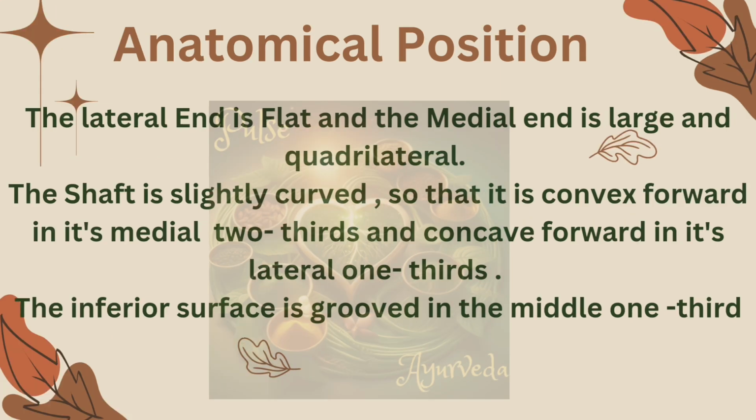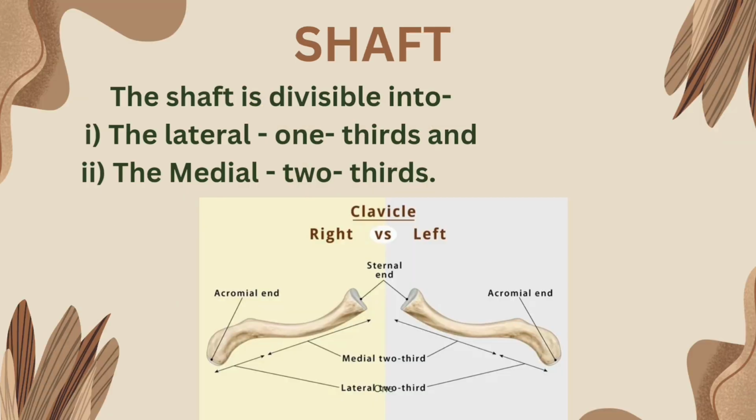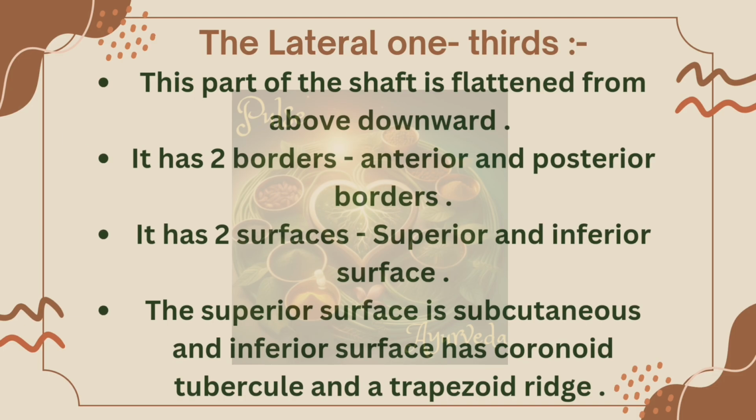Then the anatomical position. The lateral end is flat and the medial end is large and quadrangular. The shaft is slightly curved, so that it is convex forward in its medial 2/3 and concave forward in its lateral 1/3. The inferior surface is grooved in the middle 1/3 part. In this image the shaft is divided into 2 parts, the lateral 1/3 and the medial 2/3. There is one mistake in this image: it shows lateral 1/3 where it should not be 2/3.